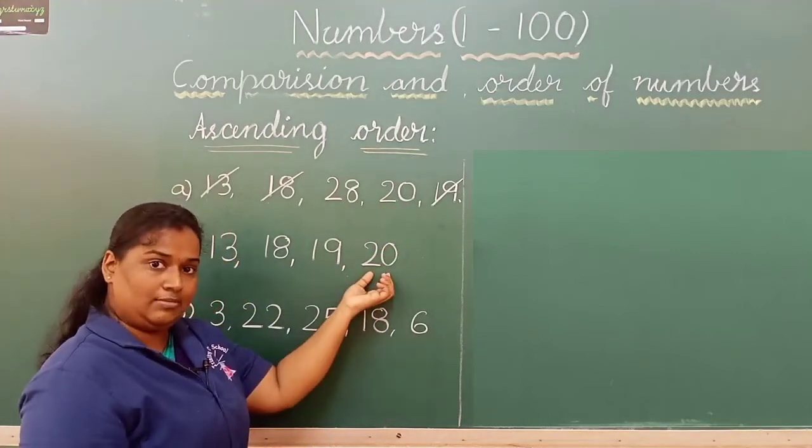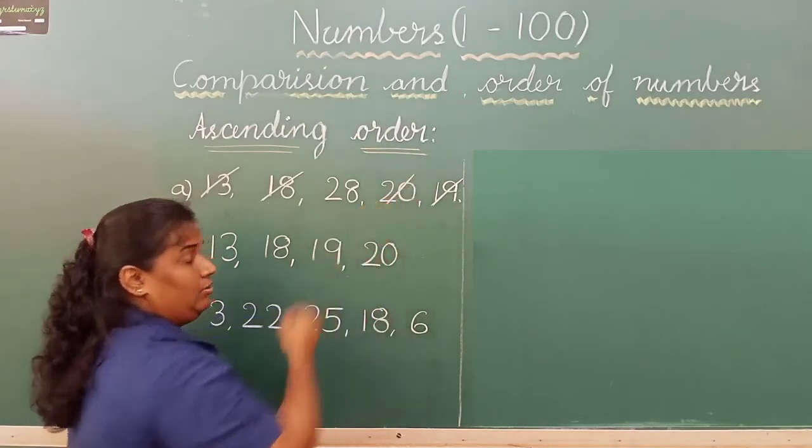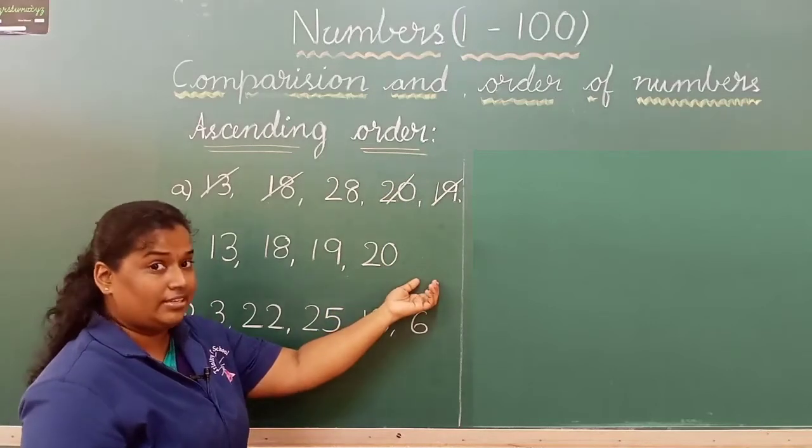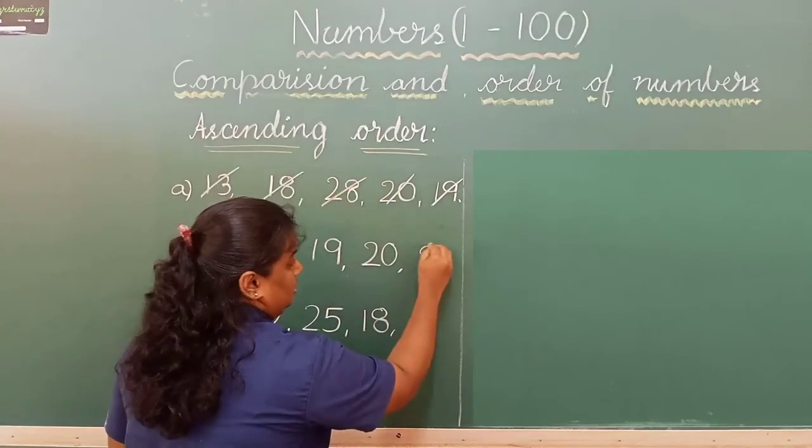So 20 comes after 19. Strike it out. Then the last, the greatest number, is? Very good. 28.